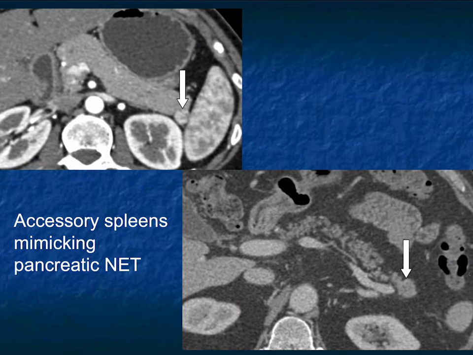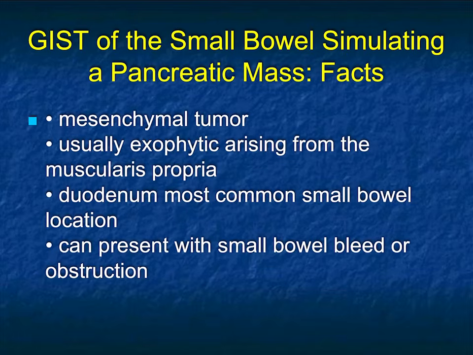Here's a nice example, 2 cases of accessory spleens mimicking pancreatic neuroendocrine tumors. But again, the enhancement matches the spleen perfectly in both of these cases.